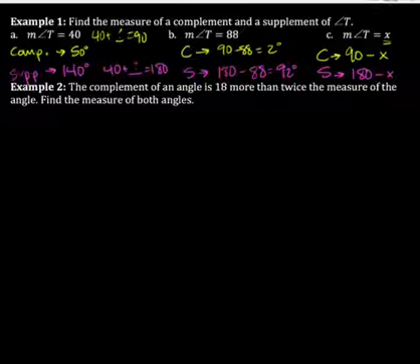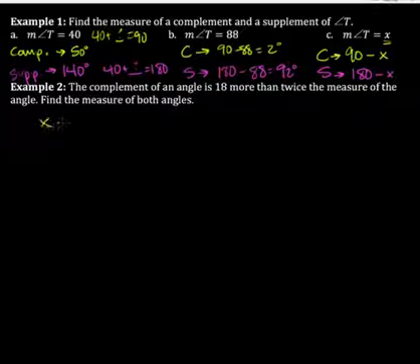Now to make it just a little bit tougher, I'm going to bring in some algebra in example 2 here. The complement of an angle is 18 more than twice the measure of the angle. Find the measure of both angles. In other words, find the measure of the angle that we're looking for and the measure of its complement.